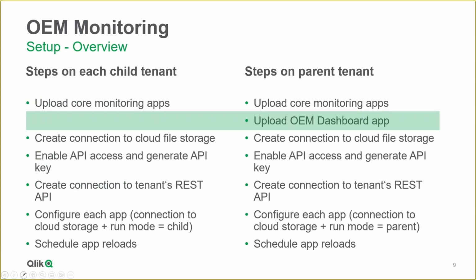The setup process can be broken down as follows between child tenant and parent tenant. First, upload the core monitoring apps. On the parent tenant, you also need to upload the OEM dashboard. Then create a connection to the central cloud file storage. For each tenant, enable API access and generate an API key. Then create a connection to the tenant's REST API, which will allow you to connect the monitoring data.